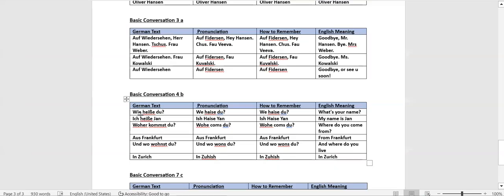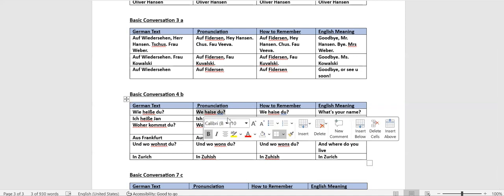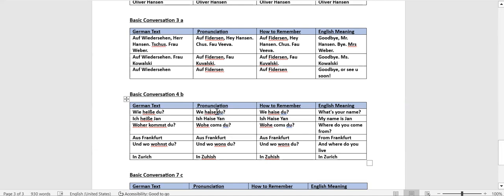So what are we saying here? Wie heißt du? So this letter ß is pronounced as S. What does this mean? What's your name? How to pronounce this? Wie heißt du? Wie heißt du means your name. Heißen means name. Name is also name. But when you're asking, wie heißt du, you can expect an answer as somebody's name.